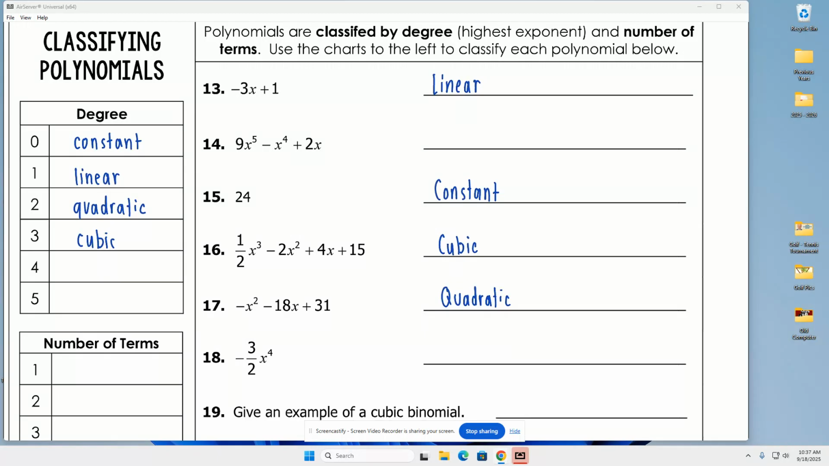Next. If your biggest exponent is a 4, x to the 4th, this one's called a quartic. Do we have any that are quartic? Yeah, 18. That's a quartic polynomial. And then the last one is x to the 5th. Does anybody know what that's called? Quintic.